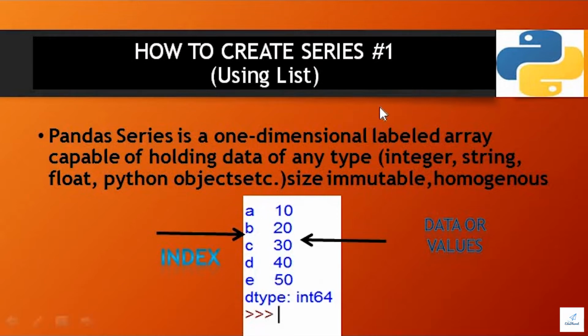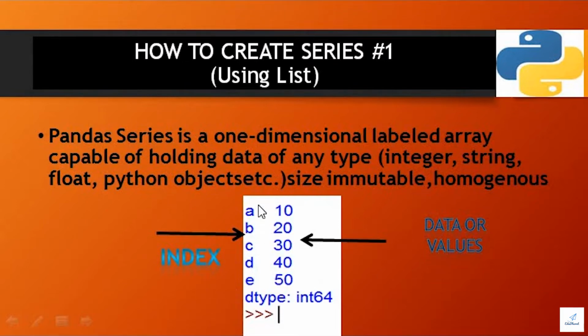So a Pandas series is a one-dimensional labeled array. The one thing you must remember is that it is a one-dimensional labeled array, capable of holding data of any type. There are different types of data you have learned, that is integer, string, float, etc. Here, one-dimensional labeled array means the data are homogeneous. If you are taking integers, then all the values must be integers. If it's a string, then it is string values.